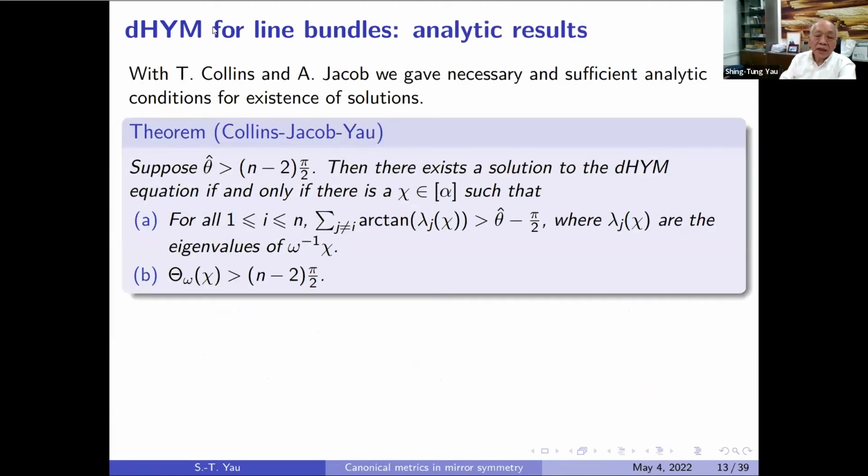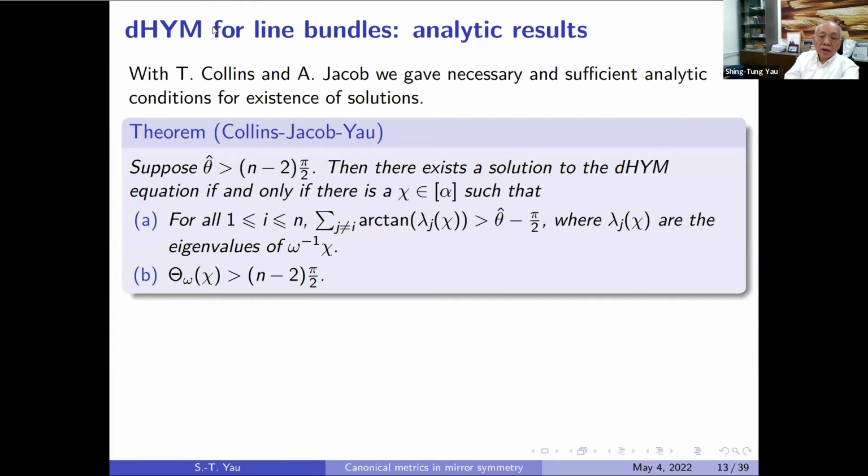Now, as I said, it's a privilege that I have two brilliant young mathematicians from Columbia, Tristan Collins and Adam Jacob, who have been working together with me. We give necessary and sufficient analytic conditions for the existence of solutions. This is what we proved a few years ago, maybe 6 years ago. Suppose theta hat is bigger than (n minus 2) pi over 2. Then there exists a solution to deformed Hermitian-Yang-Mills if and only if there is a chi in that homology class such that the summation here, where lambda i are the eigenvalues that we defined there, satisfies this inequality.